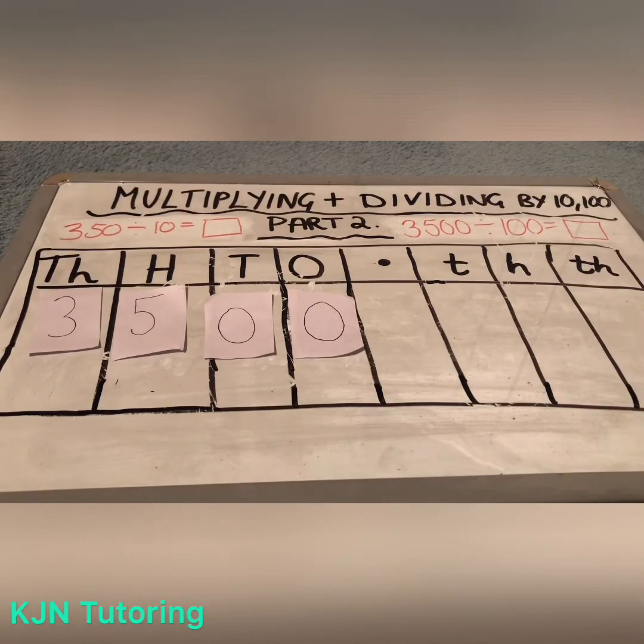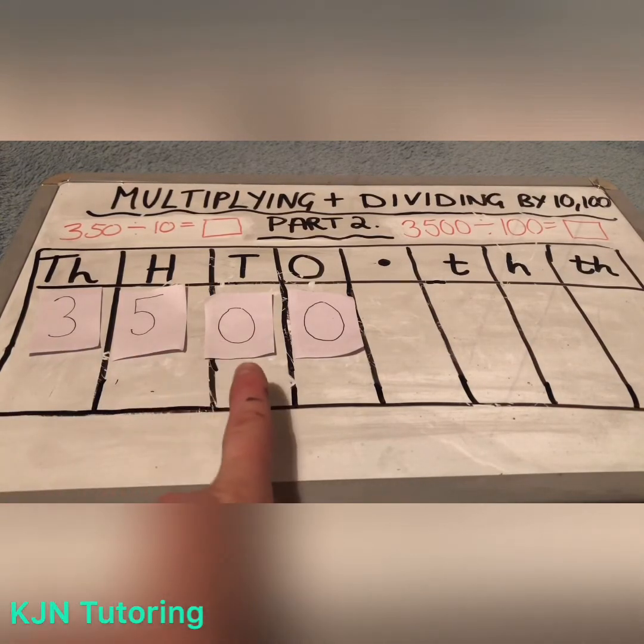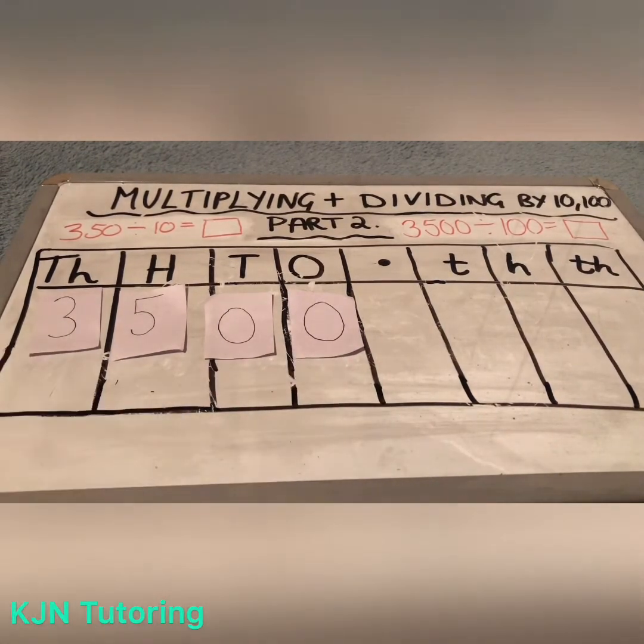I am going to work out the calculation 3,500 divided by 100. 3,500 has got 3 thousands, 5 hundreds, 0 tens and 0 ones. Because 100 has got 2 zeros or 2 placeholders, that means we have to move all of the digits 2 places to the right.